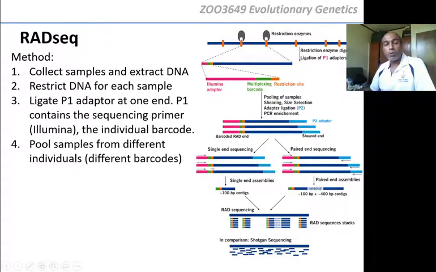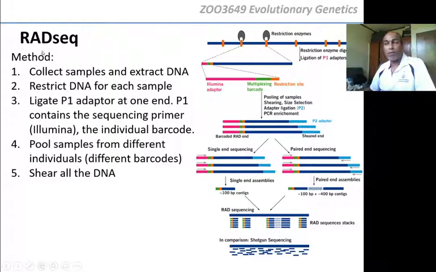And then what do we do? We sequence them. Okay, we can sequence them using single end sequencing or paired end sequencing. We won't get into the details of those in 3649. You will get to that in honors. But then, what do we need to do? We need to shear the DNA. Okay, before we put this second PCR adapter on here, we need to shear the DNA.